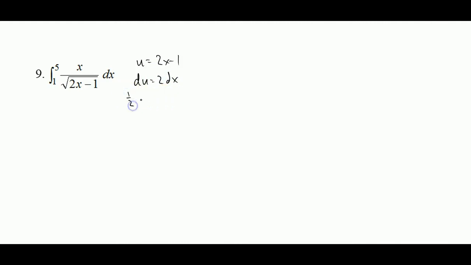don't have a 2, so 1/2 du is equal to dx, and we don't have that x, so we'll go back up to our u statement and say that x will be equal to u plus 1 divided by 2 when we solve for x.